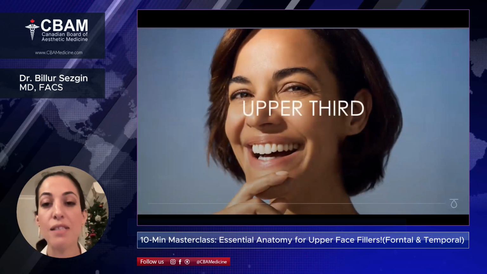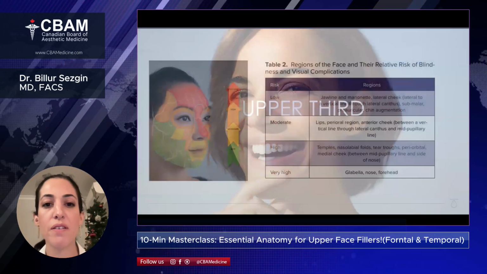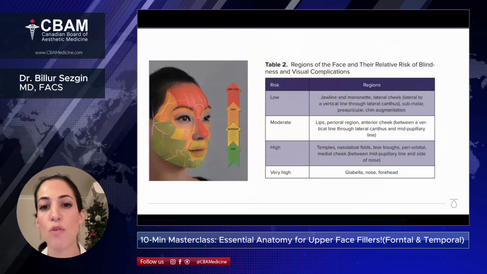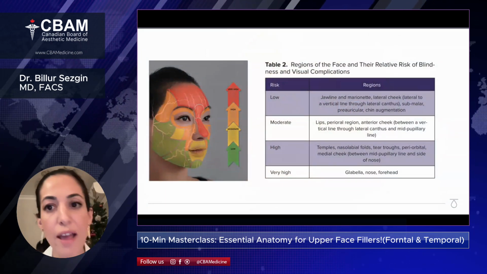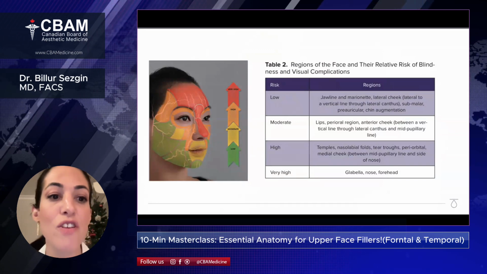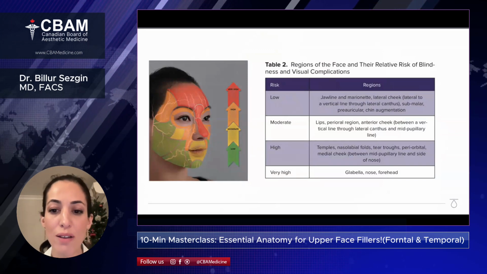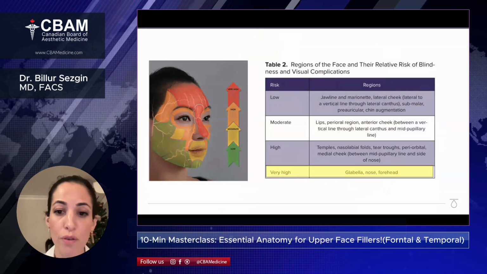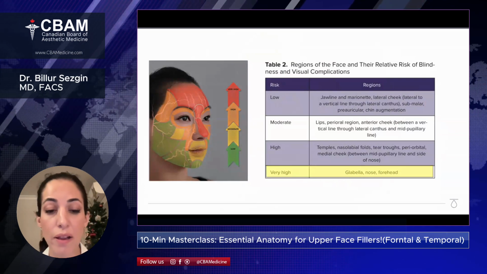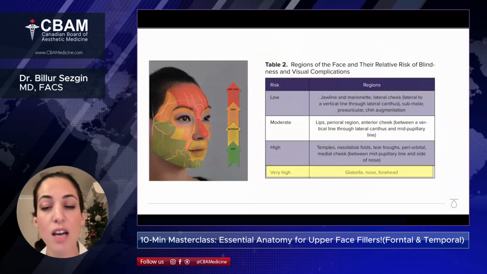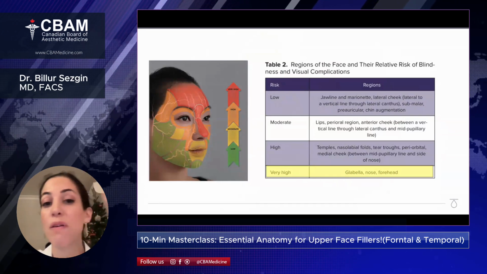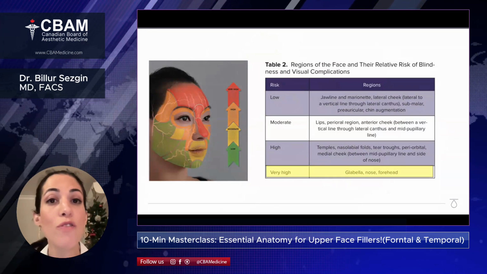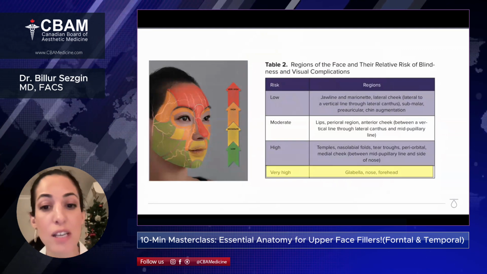The upper third is an interesting area, first of all, because when we look at the risk that we have in terms of injecting different areas and the relative risk of blindness and visual complications, we know that the upper third with the forehead, the nose, and the glabella is actually the highest. Now, what does this mean? Does this translate to the fact that I should not be injecting in this area? Well, if I'm a beginner, probably that should really translate to that.